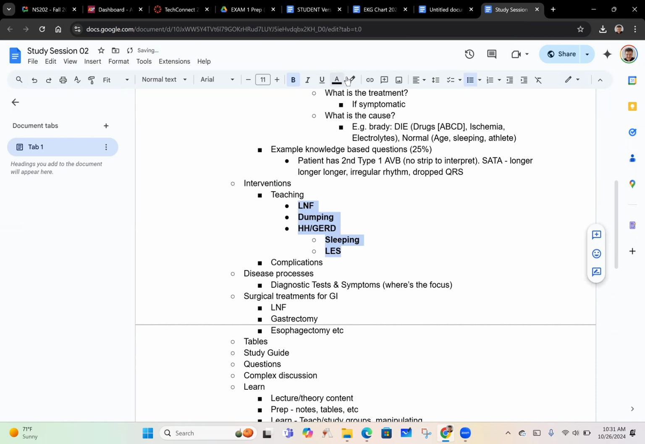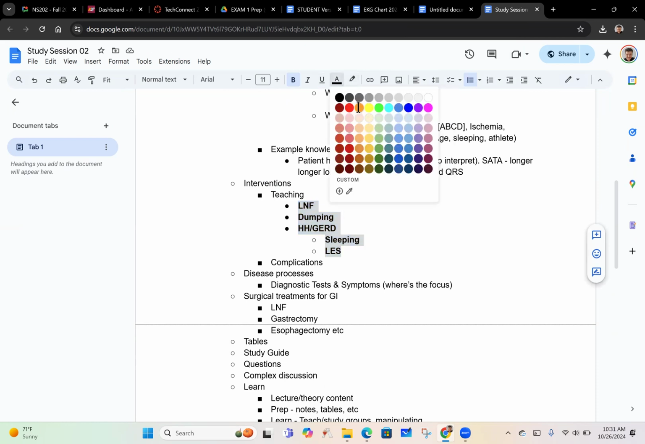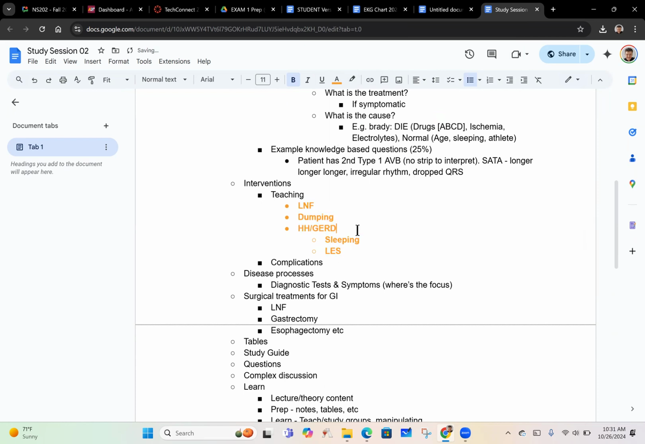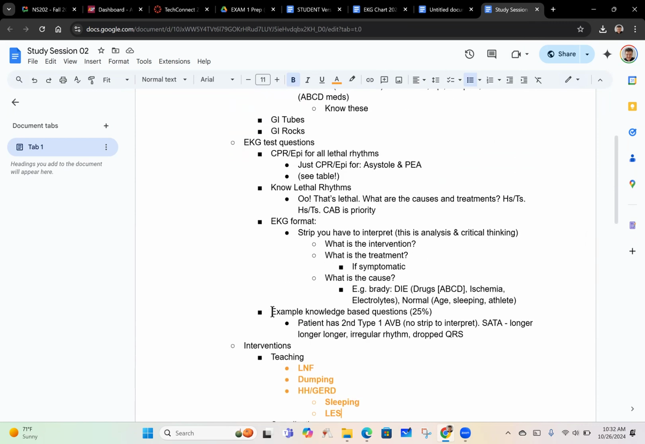Let's just highlight what the questions would be. Let's make these nice and highlighted. Sure, orange on white. Okay, perfect. So these are easy SATA questions that you would be looking for. All right, so EKG format questions. The example knowledge-based question we talked about as a sample question, let's make that orange. That one highlights, the other one orangifies it.